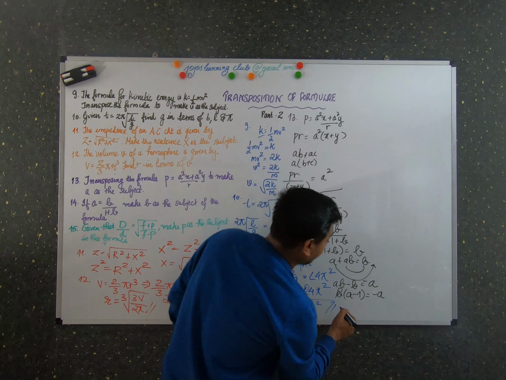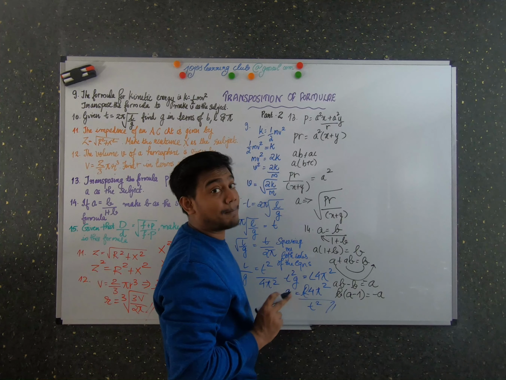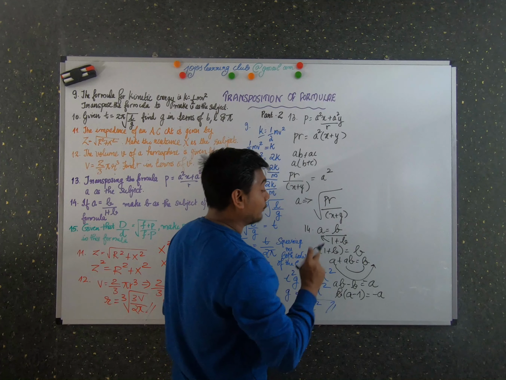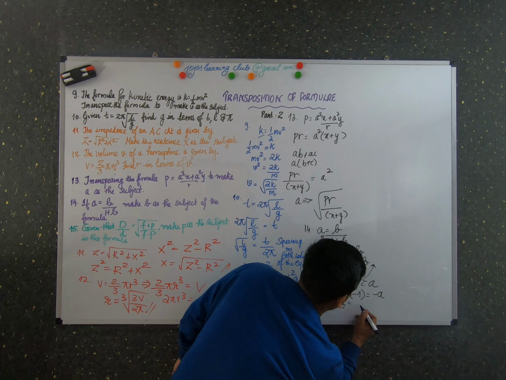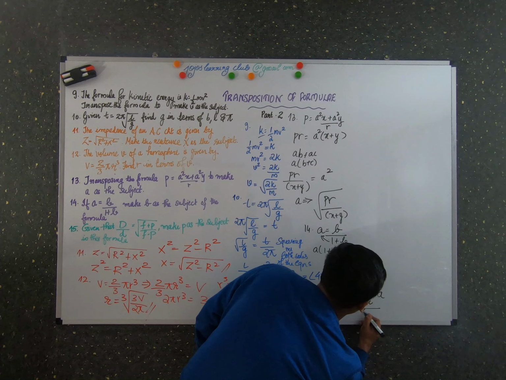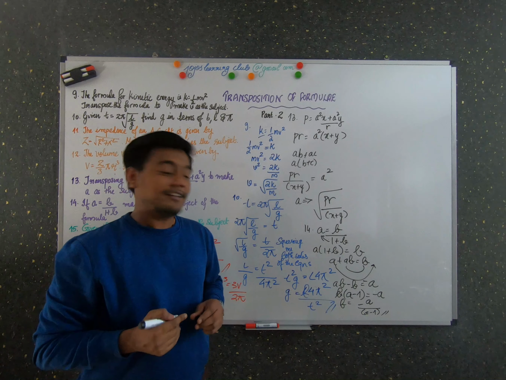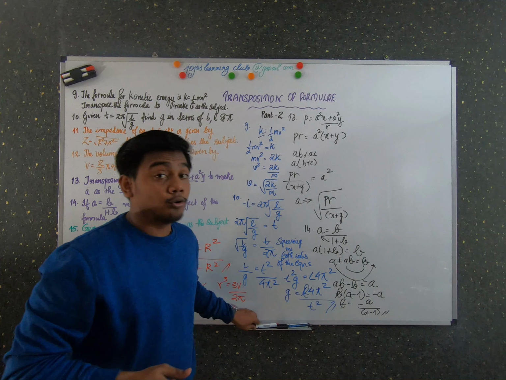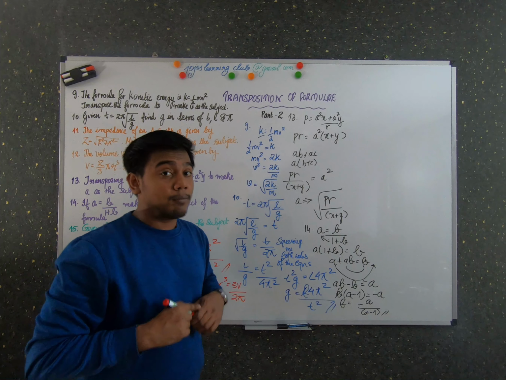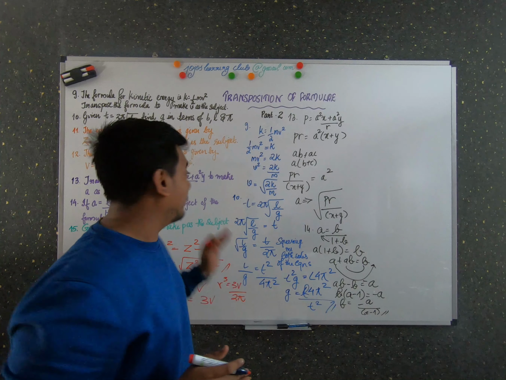So now you can divide both sides of the equation by A minus 1 to get B. So B is equal to minus A by A minus 1. And that's it. Got the answer. Now I'm going to do the last and the final problem in this section on transposition of formula.